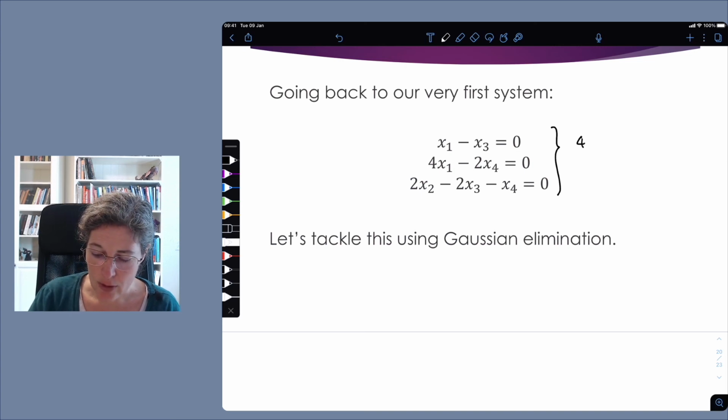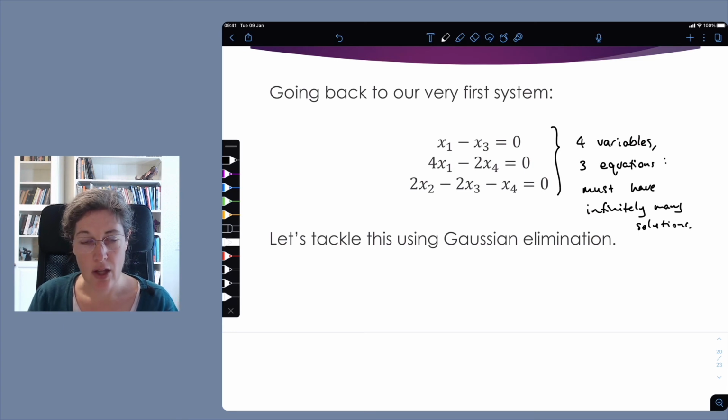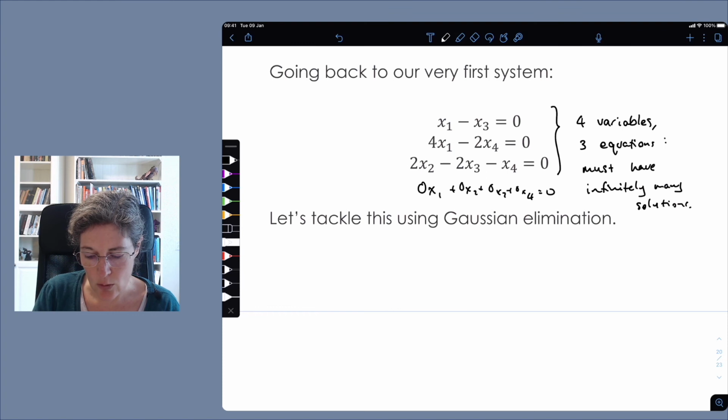So we have 4 variables and 3 equations. So we must have infinitely many solutions. Because really, in order to get a unique solution, we need to have another equation. Well, we can always add in another equation. That's this 0x1 plus 0x2 plus 0x3 plus 0x4 is equal to 0.